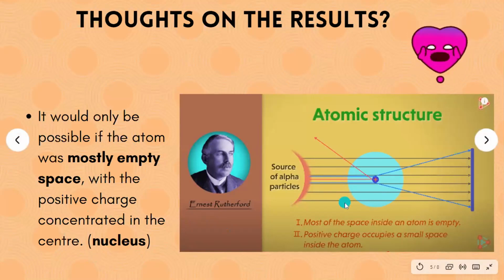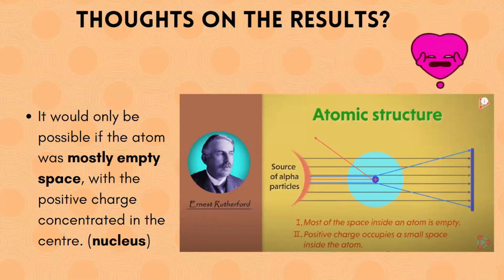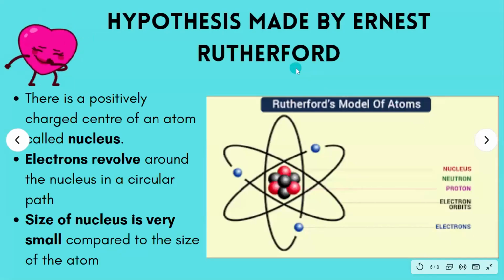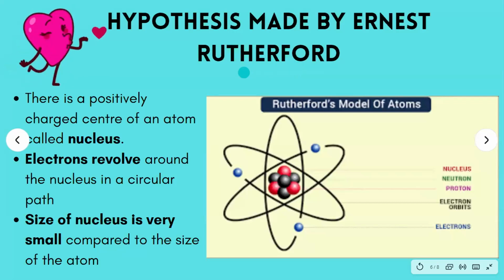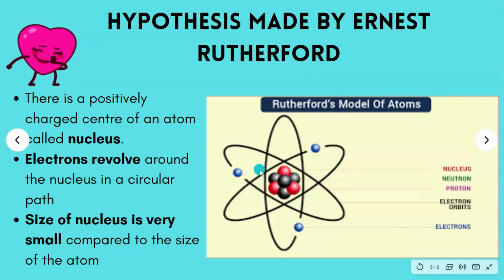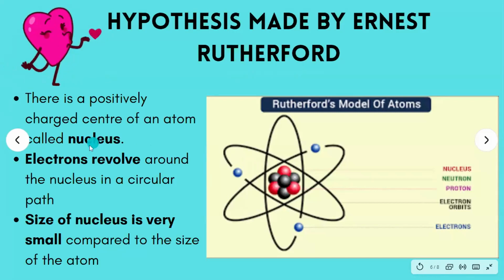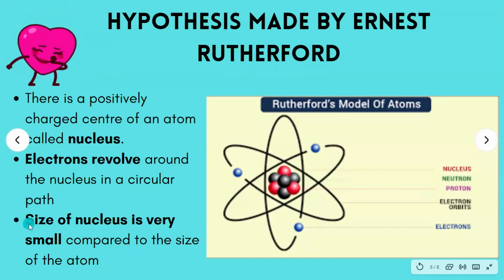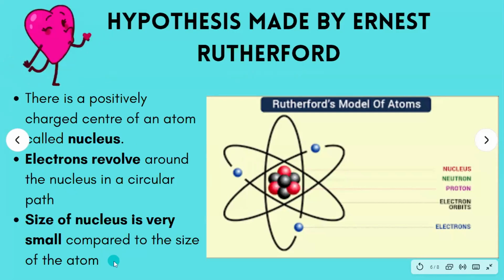These results also lead to conclusions made by Ernest Rutherford, which is the first one, most of the space inside an atom is empty. And the second one, the positive charge occupies a small space inside the atom. And here are the hypotheses made by Ernest Rutherford. The first one, there is a positively charged center of an atom called the nucleus. Nearly all the mass of an atom resides in the nucleus, so he predicted the presence of the nucleus. Secondly, the electrons revolve around the nucleus in a circular path, just like how our planet revolves around the sun. Thirdly, size of nucleus is very small compared to the size of the atom.